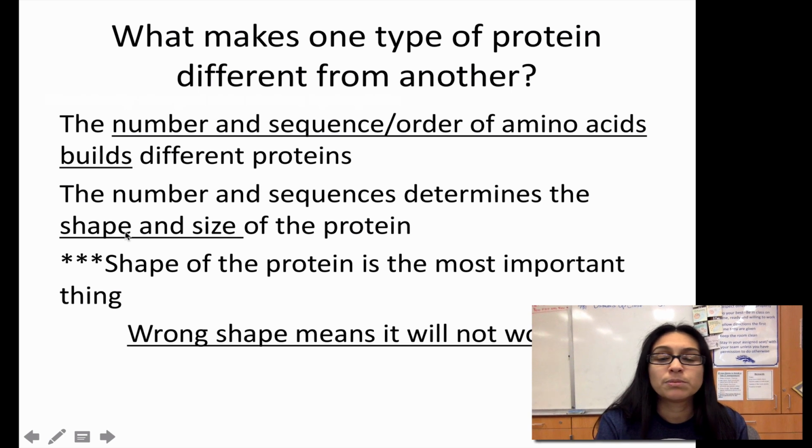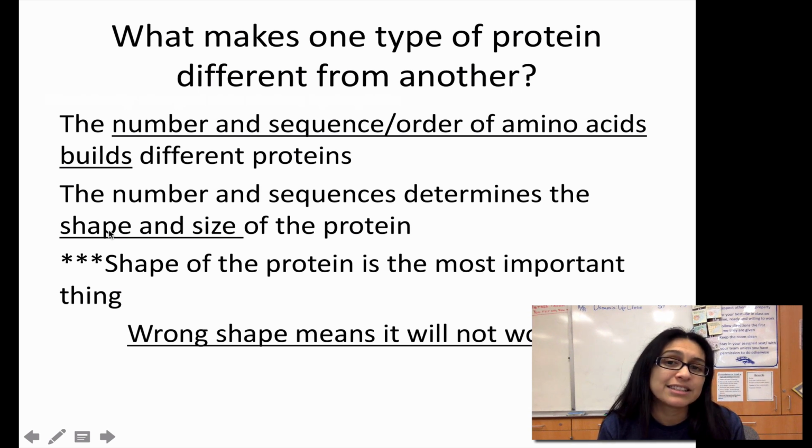That determines, and this is the most important part of this whole video, the shape and size of the protein. If it's not the right shape, it can't do its job. So that's huge when you're talking about protein.